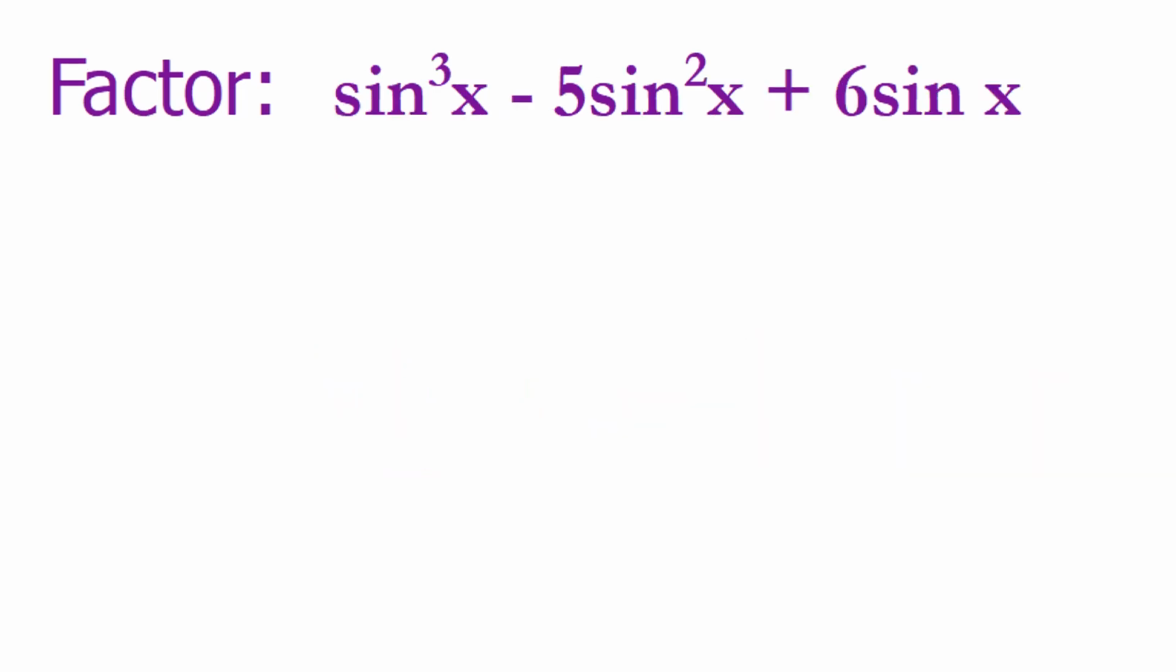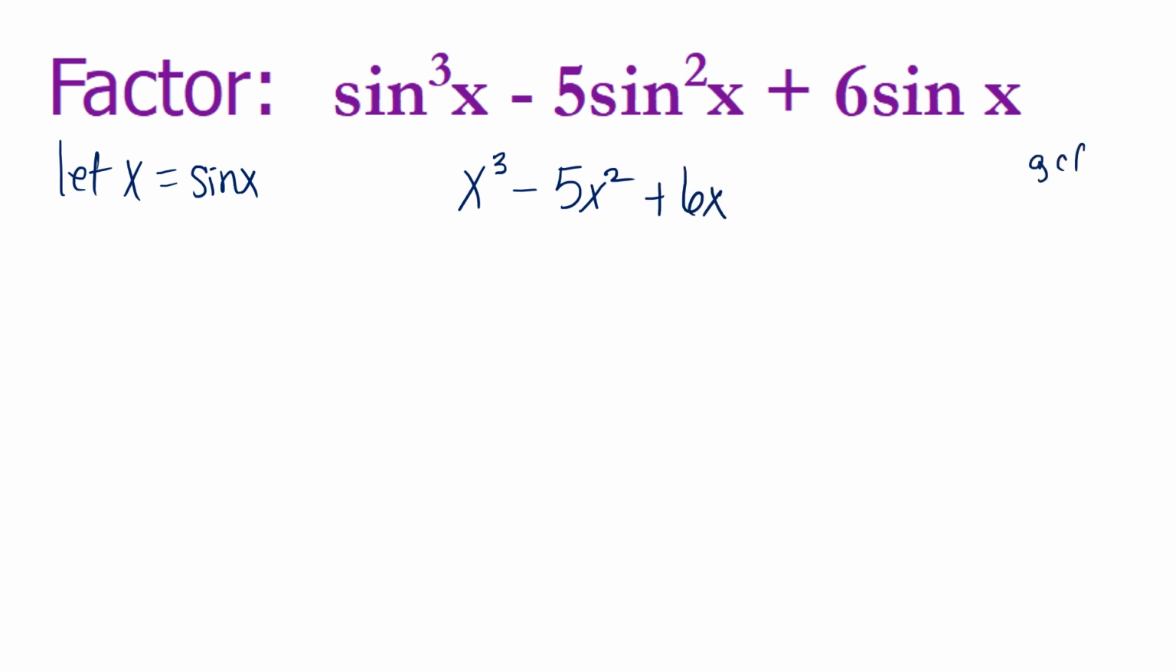Our next example: sine cubed of x minus 5 sine squared of x plus 6 sine of x. Again, we are going to let x represent sine of x, so we can rewrite this using our substitution method. So we're going to say x cubed minus 5x squared plus 6x. I'm always going to check for a GCF, which I definitely have. I can factor out an x, and that would leave me with x squared minus 5x plus 6.